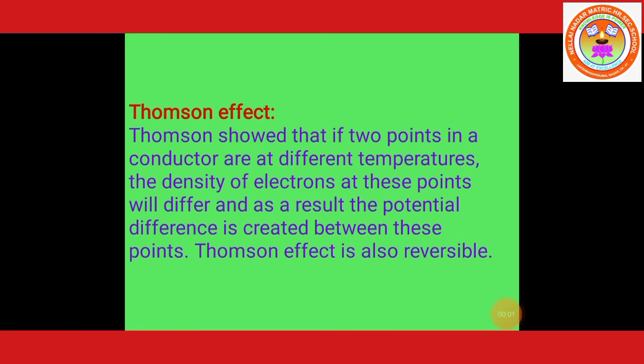Now, students, next topic, Thomson effect. Thomson showed that if two points in a conductor are at different temperatures, the density of electrons at these points will differ, and as a result, a potential difference is created between these points. This effect is also a reversible effect.